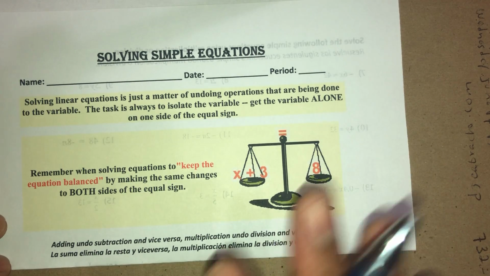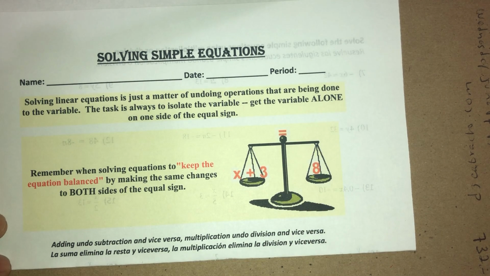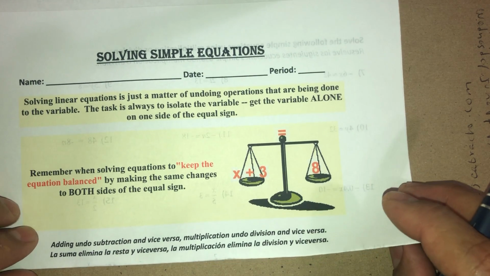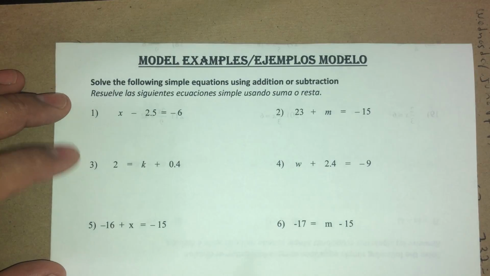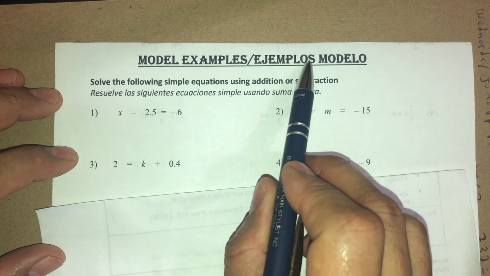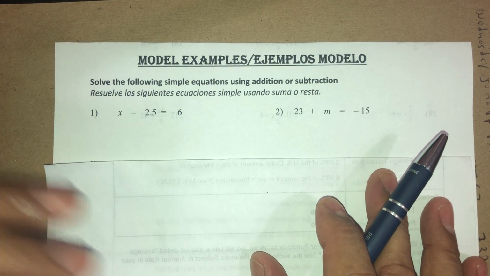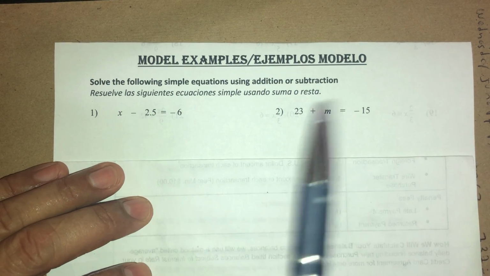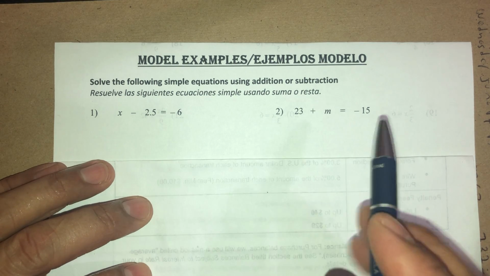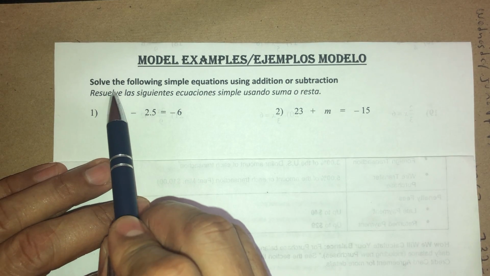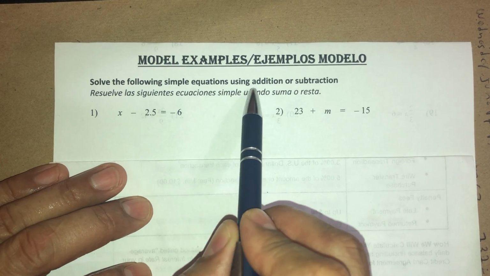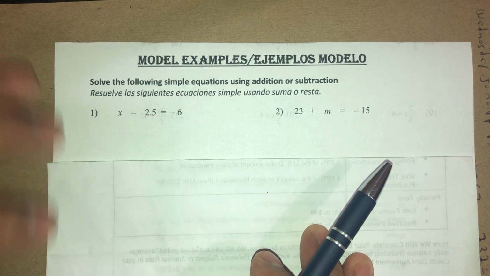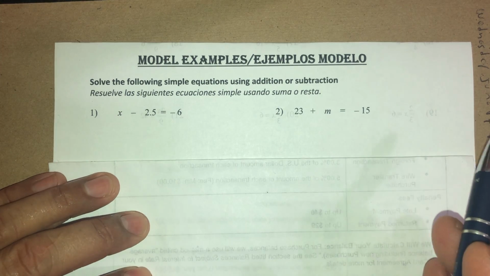All right, so now that you have an idea what the whole topic is all about, we're going to do some problems, okay? Ahora que ya sabemos de lo que se trata el tema, vamos a hacer los primeros problemas, okay? So, I have everything in both languages, English and Spanish, okay? So I'm going to do the explanation in English, but you also have it here in Spanish, okay? So my first instructions says, solve the following simple equations using addition or subtraction. So in this part right here, we're going to do addition and subtraction.